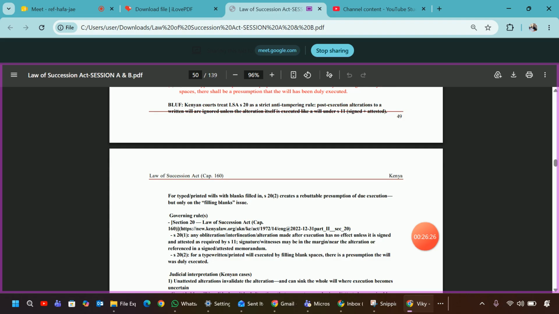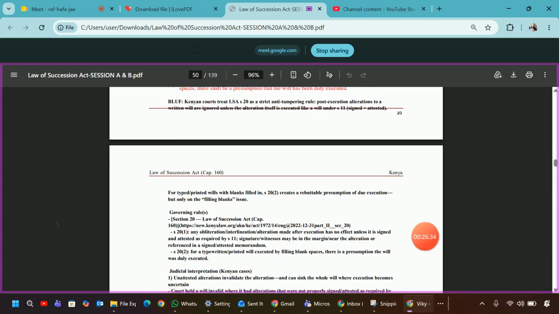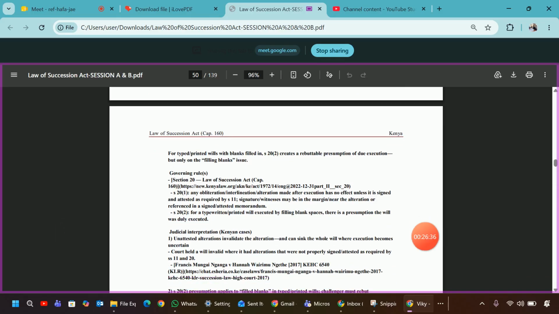For typed or printed wills with blanks filled, Section 22 creates a rebuttable presumption of due execution, but only on the filling of blanks issue. So, verbatim, how have these provisions been explained? Section 20: any obliteration, interlineation or alteration made after execution has no effect unless it is signed and attested as required by Section 11.